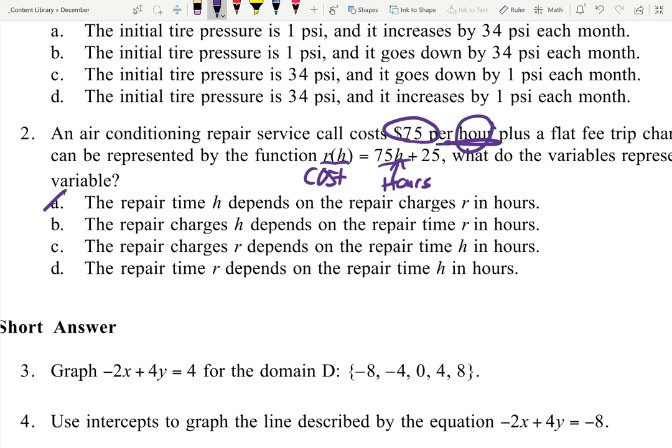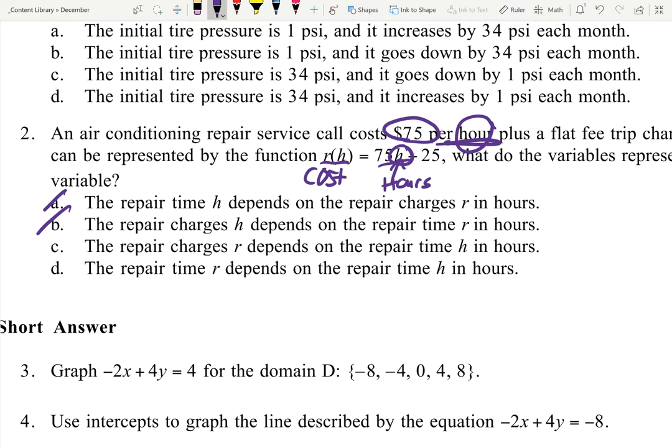B is wrong for a lot of reasons here. So the repair charges H. Well, repair charges H. That's weird because H represents time, right? H represents hours, not the charges. When you see charges, let's think of cost, okay? The repair cost, H, depends on the repair time, R. This is backwards, right? H is time, and R should be cost or charges. So this is kind of close in a sense, but it's backwards from these letters. These letters are all wrong. Time is supposed to be H, so that should be an H over there, and then this one should have been an R. So that's incorrect.